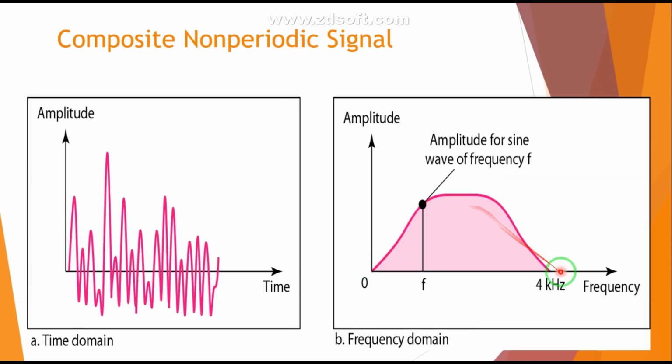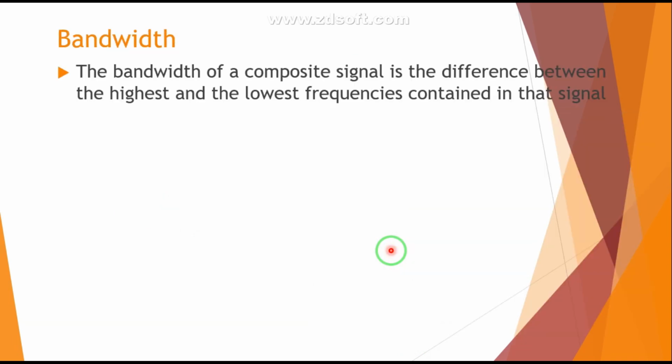So it is a type of sine wave, non-periodic. It is the frequency domain of this sine wave, and different frequencies are there. See, the frequency is going to vary instantaneously. So it is a composite non-periodic signal.